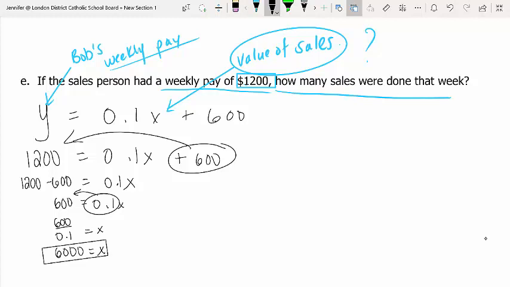So whenever you're asked a question in words, make sure you end your answer with words. So we have to write a therefore statement. So therefore, if the salesperson had a weekly pay of 1,200, there must have been $6,000 in sales.